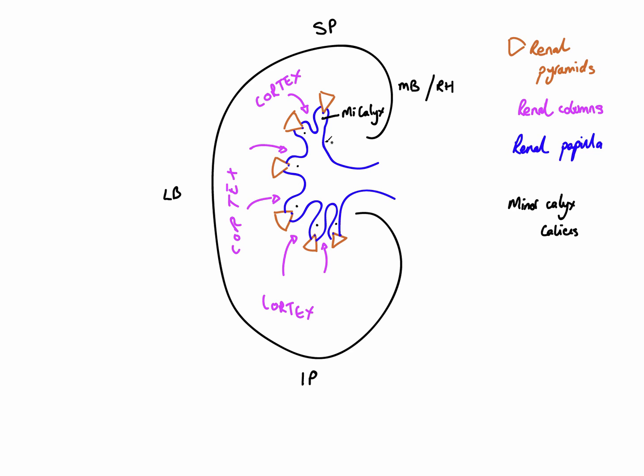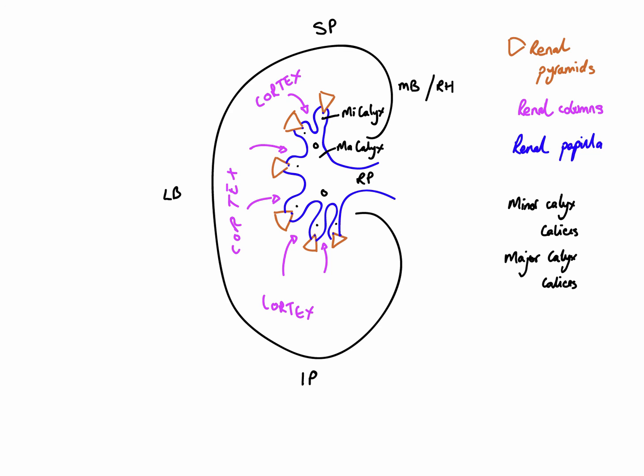Each of these minor calyces are going to open into a larger major calyx. So here we can have 2 or 3 minor calyces opening into a major calyx. And here we can see another major calyx. So minor calyces are going to drain into a major calyx. 2 or 3 perhaps of these major calyces are going to form the renal pelvis. And the renal pelvis is a dilated chamber that's formed within the renal hilum.